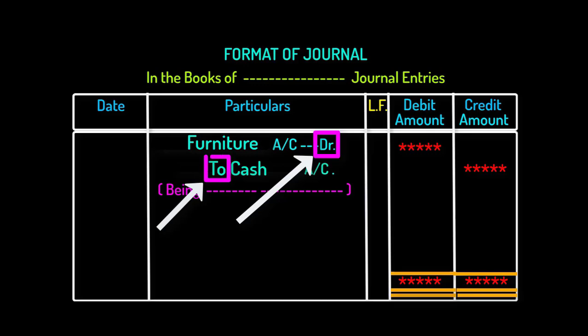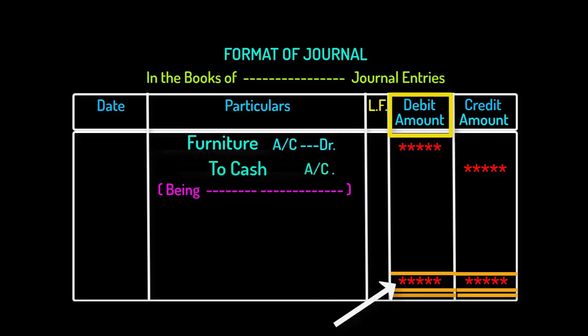In double entry system, what we see is every transaction has two effects, a debit and a credit. Both of them have to be recorded and the amount of debit will always be equal to the amount of credit. Now look at this column.